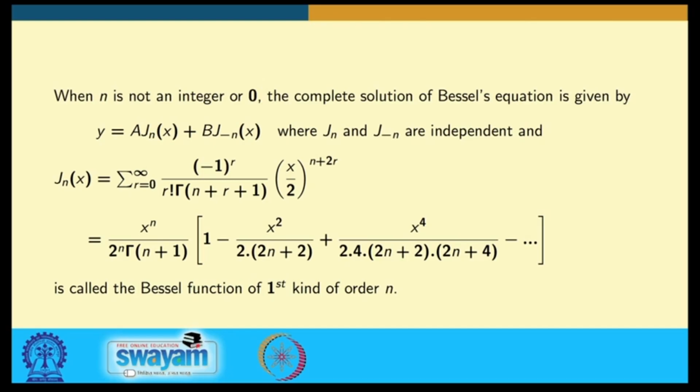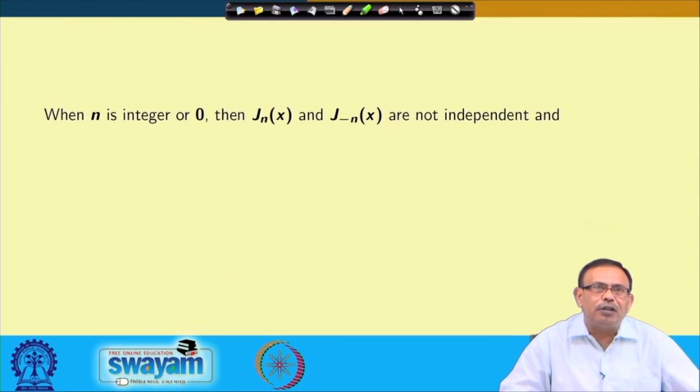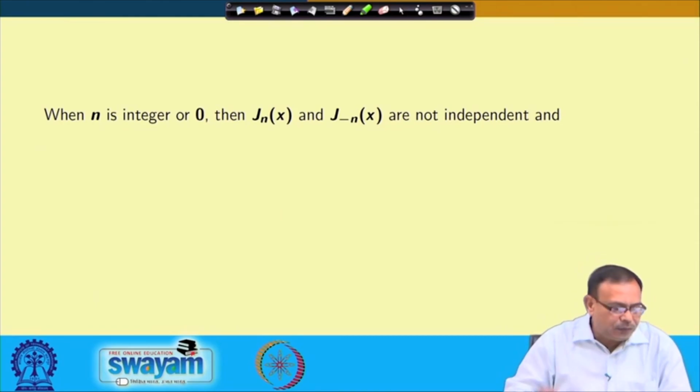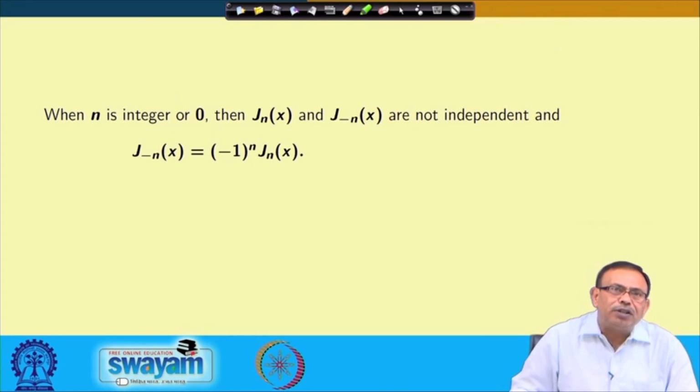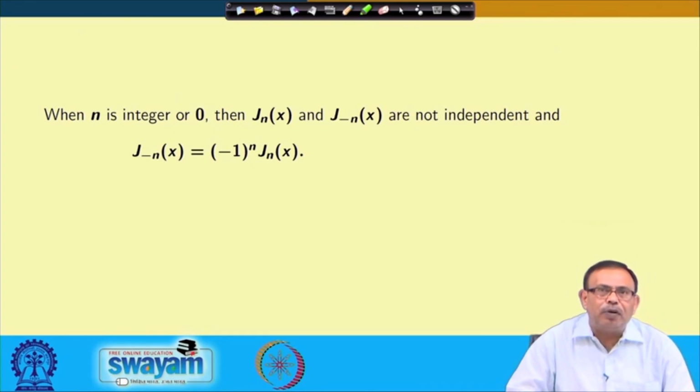So, J_n(x) equals this series, which is known as the Bessel function of first kind of order n, whereas when n is an integer, J_minus_n(x) is minus 1 to the power n into J_n(x). Please note that it is beyond the scope of this particular course to tell how we derived J_n(x), or how J_minus_n(x) equals minus 1 to the power n into J_n(x), because for that we would have to go through special function theory. So, I am skipping that.